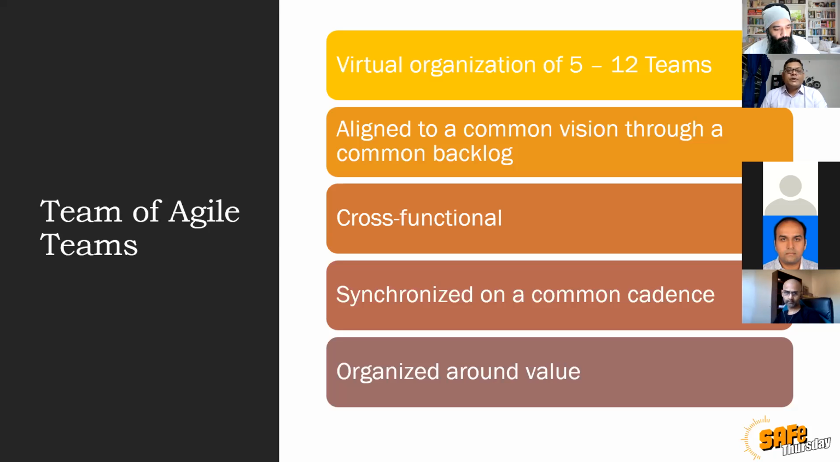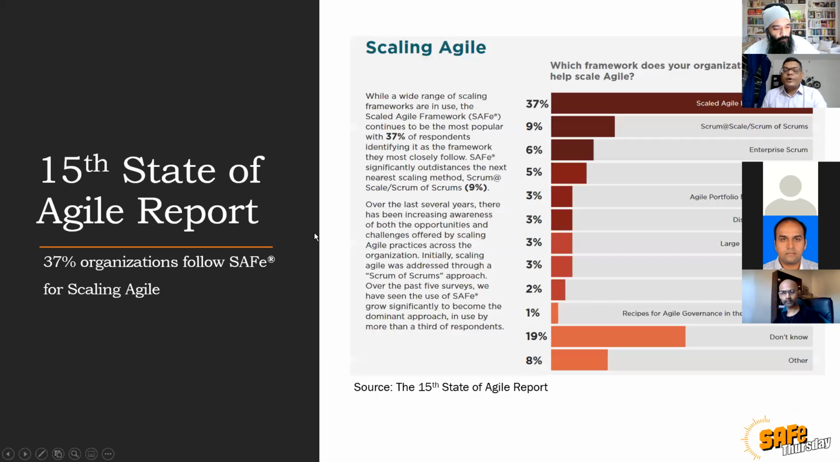Probably the iteration duration has to be similar for all these teams, and we start on the same day and we finish our iterations on the same day. And we organize around value. So this team of teams, SAFe calls it the Agile Release Train. Now, typically, Preet also mentioned during the introduction, in the recent 15th State of Agile report, 37% of organizations who are practicing a scaling framework responded saying they follow SAFe. Okay. This is just a small view of the outcome of the 15th State of Agile report.